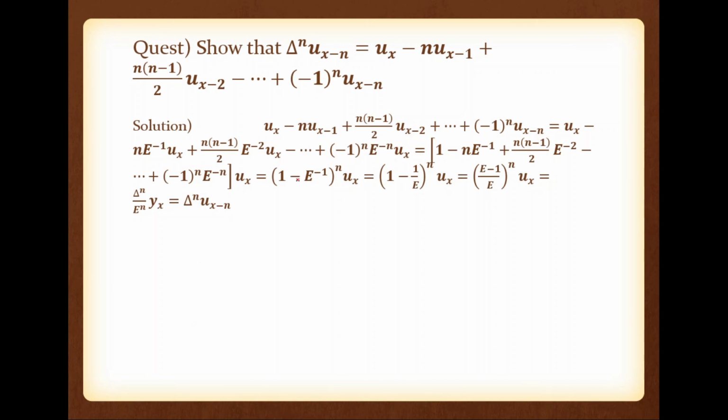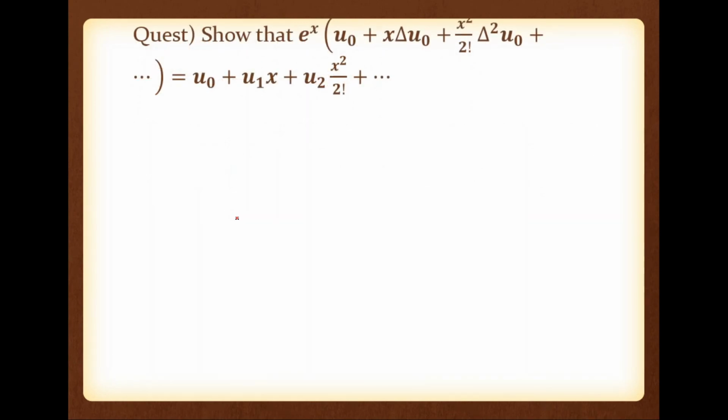So here you can see a different style of explanation. Okay, both are correct. So one more thing we can derive. Show that e raised to x of u0 plus x delta u0 plus x square by 2 factorial delta square u0 plus etc. equals u0 plus u1 x plus u2 x square by 2 factorial plus etc. So this is the thing that is asked.